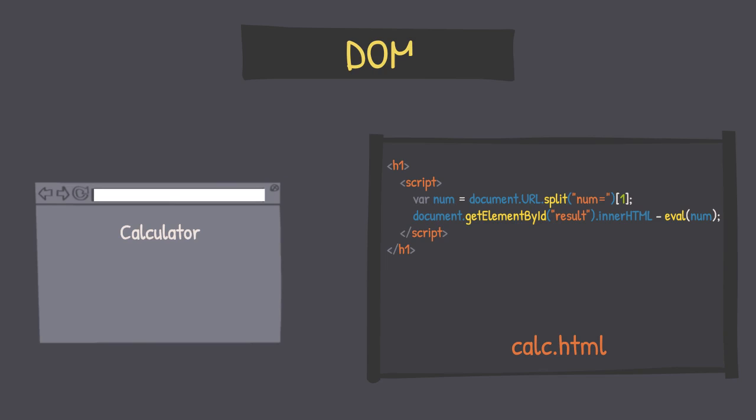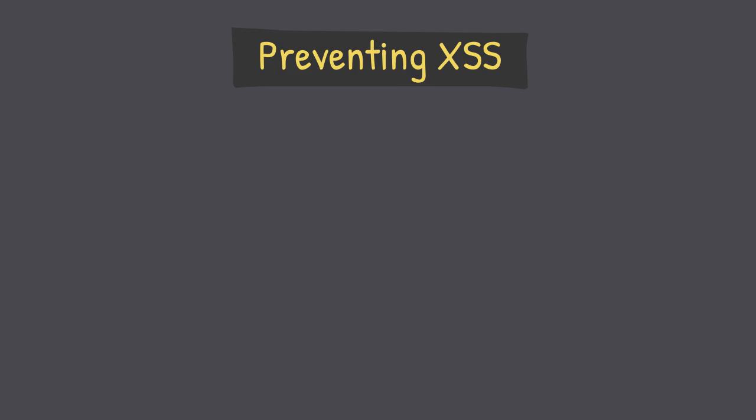In a DOM attack, the malicious code is executed within the browser DOM. There's no server component to this type of attack. This example shows how using the eval function without input encoding can be dangerous.